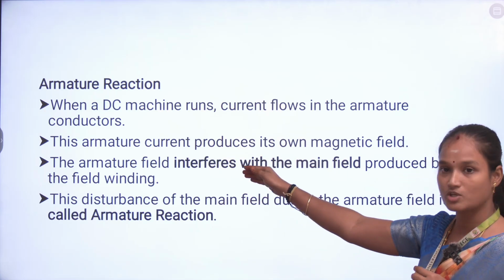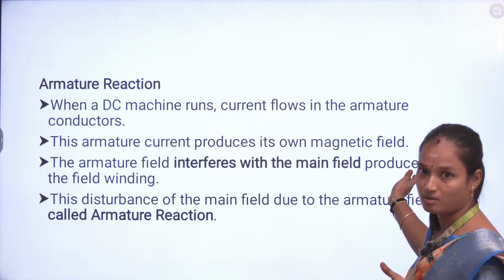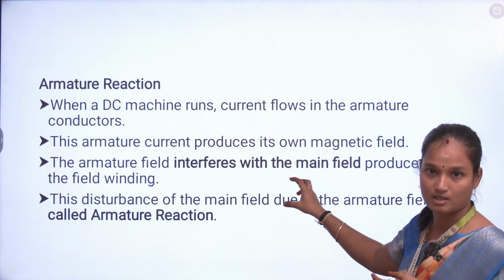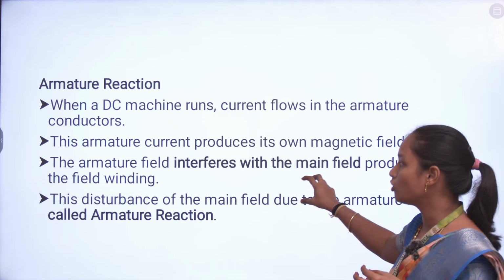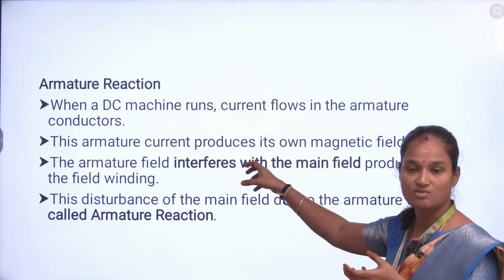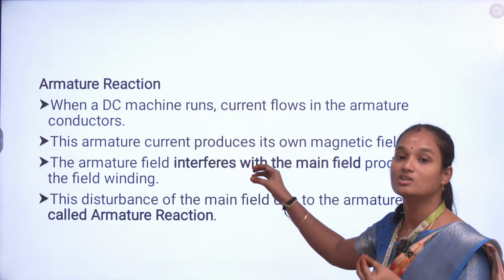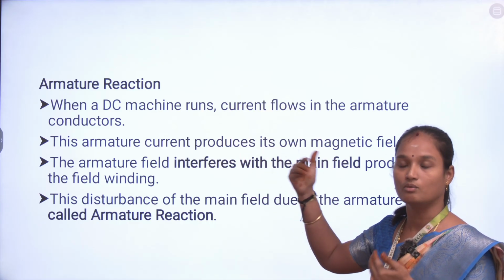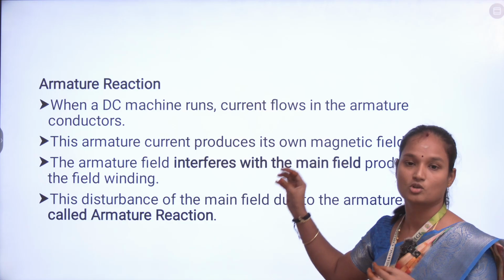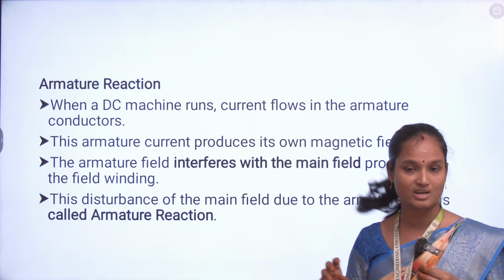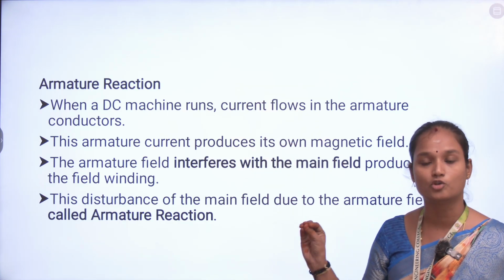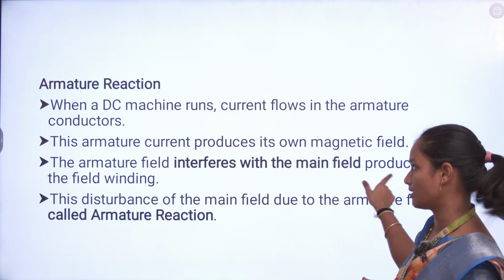This armature current produces its own magnetic field. Due to this own magnetic field, some armature voltage is produced in the armature winding. This armature winding disturbs the main winding. Because both are in opposite directions, the disturbance is called armature reaction. This is also one kind of drop or loss in a DC generator.